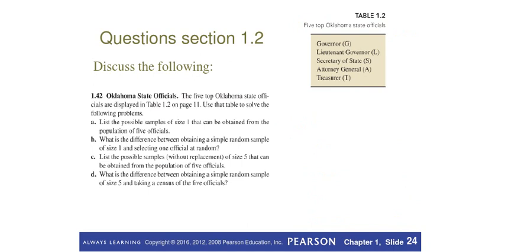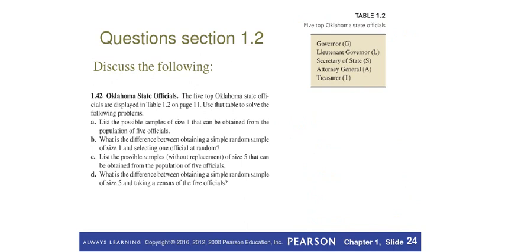Let's try another one here just as an exercise. Let's list the top 5 Oklahoma state officials, displayed in Table 1.2 right here. So here we are. Use that table to solve the following problems. A says, let's list the possible samples of size 1 that can be obtained from a population of these 5 officials. In B, we'll ask, what is the difference between obtaining a simple random sample of size 1 and selecting 1 official at random?